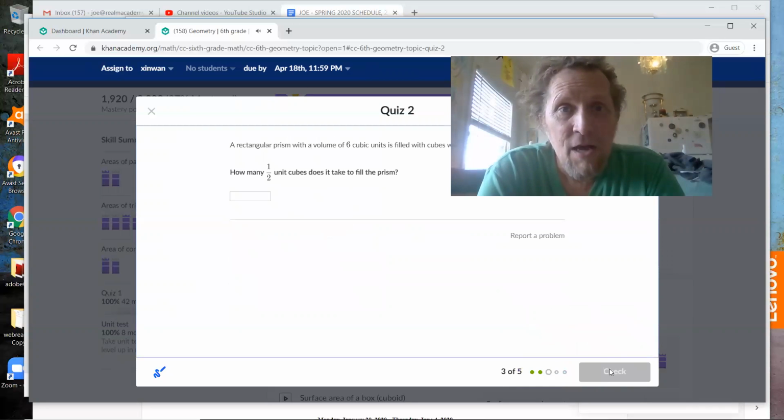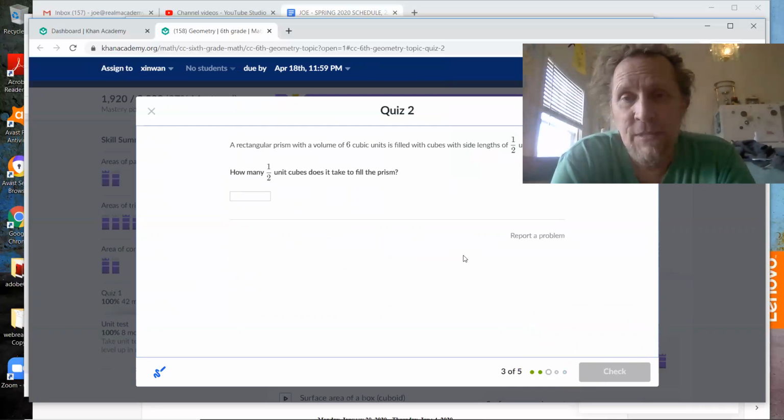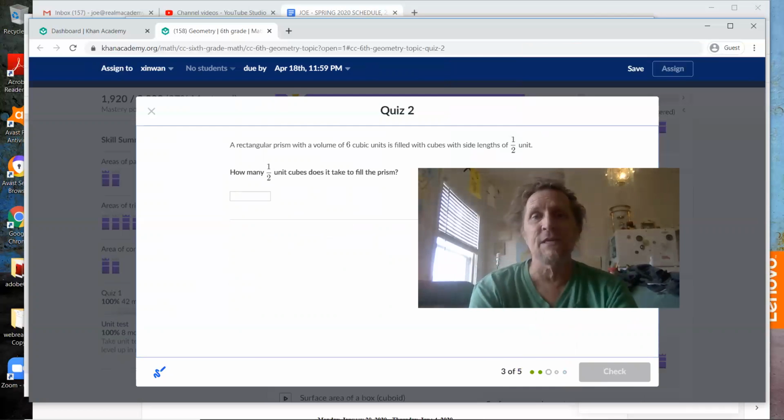All right. A rectangular prism with a volume of 6 cubic units is filled with cubes with side length of 1/2 unit. Okay, so let's see, where do I put myself? I put myself right down there so you can see me and see the problem.